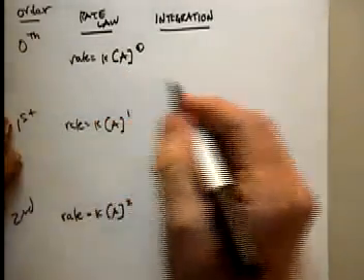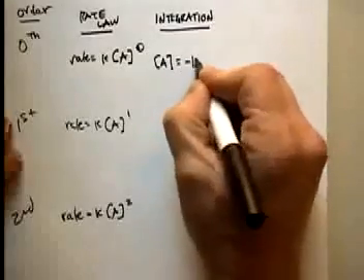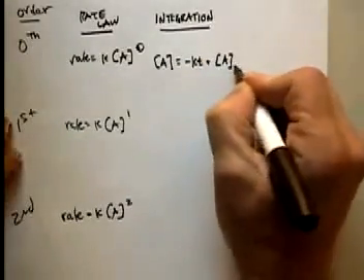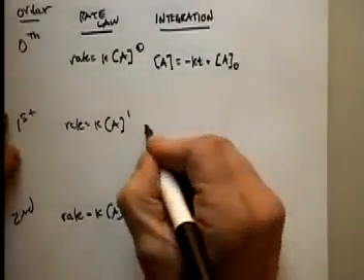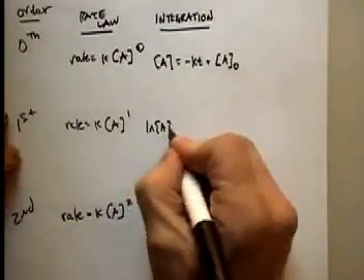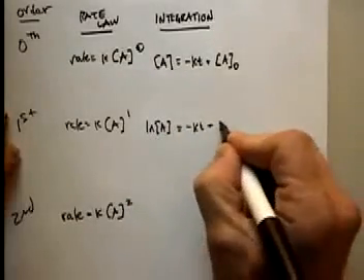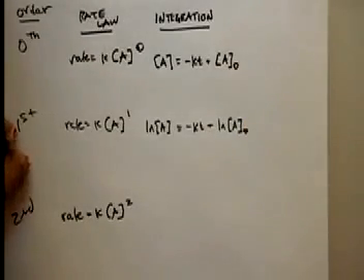The integrated rate law for a zero-order reaction is: concentration of A is equal to negative kt plus the concentration of A original, or A naught, as it's sometimes called. For first order, it's the natural log of the concentration of A is equal to negative kt plus the natural log of the concentration of A original, or A naught.